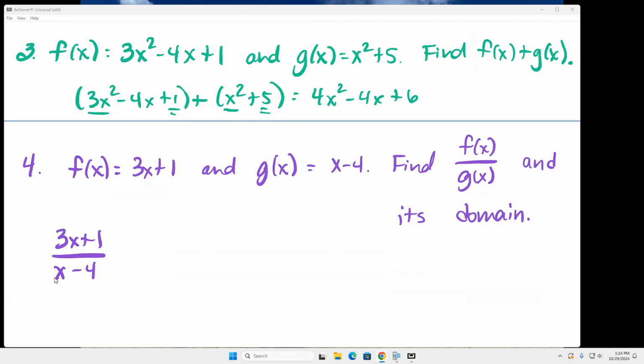Alright, so when you do the division, all you do is just put one on top of the other and you're done. You don't have to do any combining, that's it. But we do need to find the domain. So what's the one thing x cannot equal? What x would make you have 0 in the denominator? Yes. So you can set it up. X minus 4 does not equal 0. So x does not equal 4.